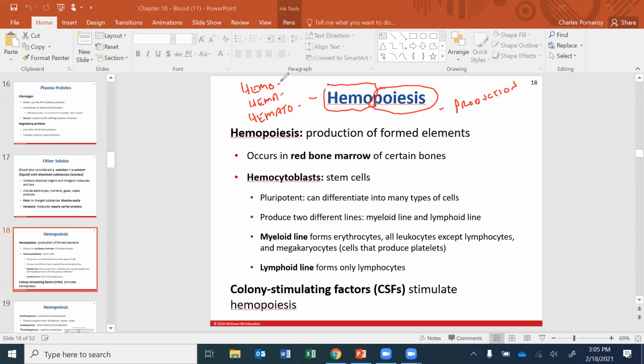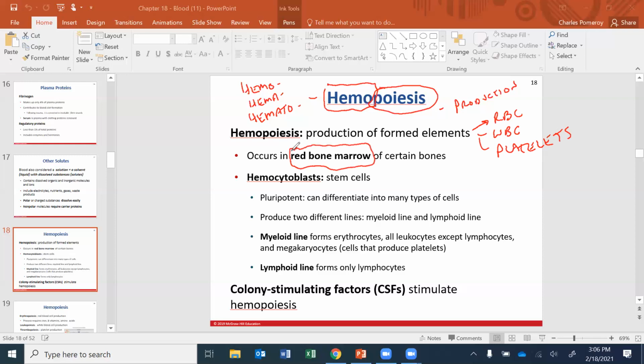But poiesis is the production of your formed elements, so hemopoiesis. So you're talking about your red blood cells. Remember what your formed elements are. They're your red blood cells, white blood cells, and platelets. And now all of these guys are made in your bone marrow, more specifically in your red bone marrow.